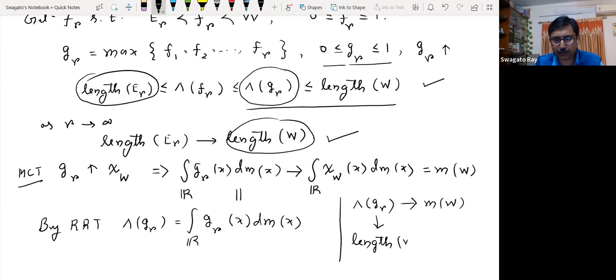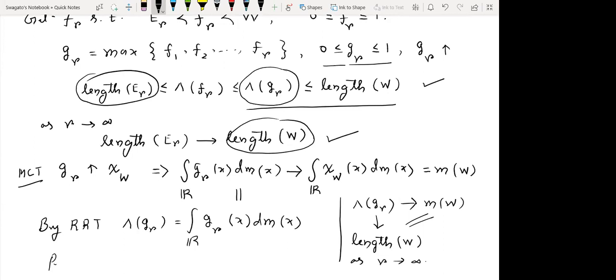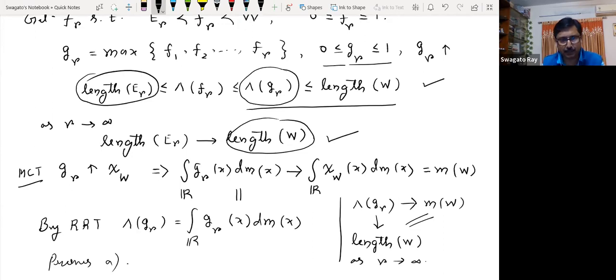What is your conclusion? All this is happening as R goes to infinity. Yeah, what is your conclusion? m(W) is equal to the length of W. And that is what we wanted to prove. This proves A. B follows straight away from the Riesz representation theorem. In the next class, we'll prove C, D, and E. Okay, I have already overstepped my time. Sorry. So I'm quitting now.